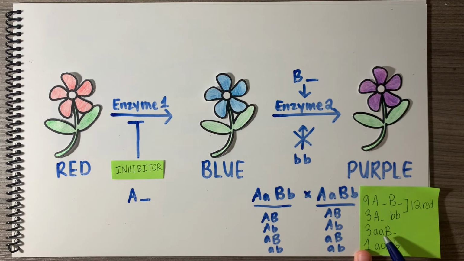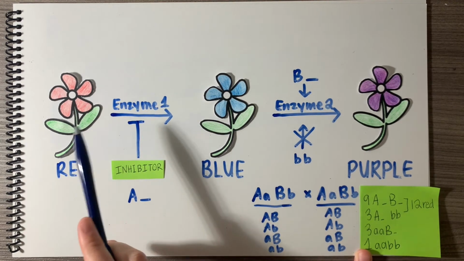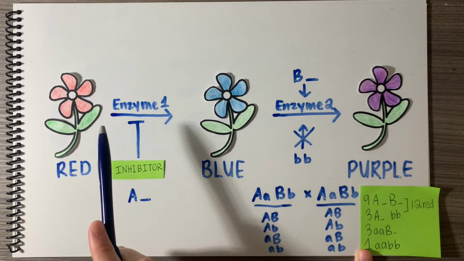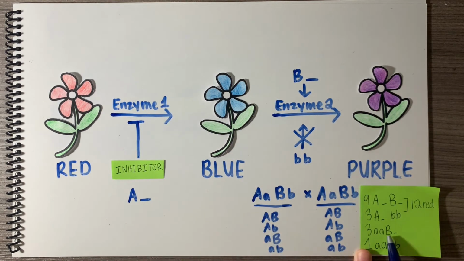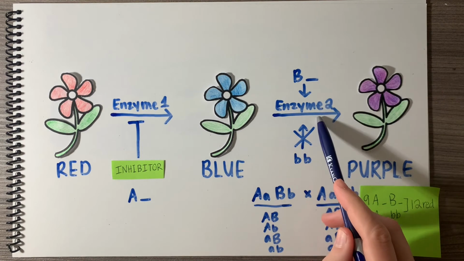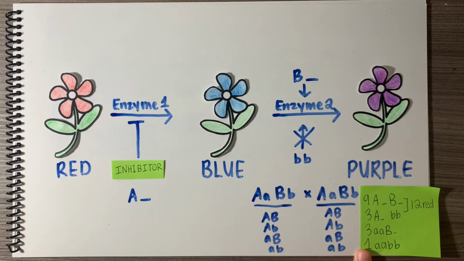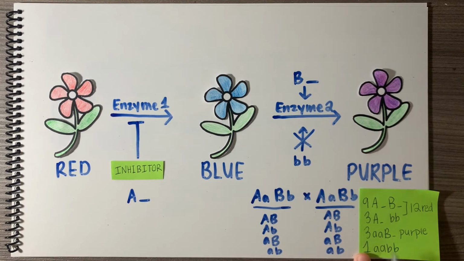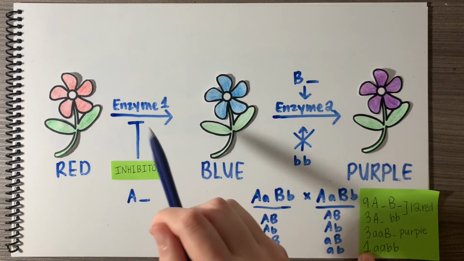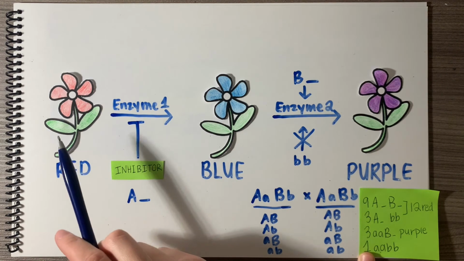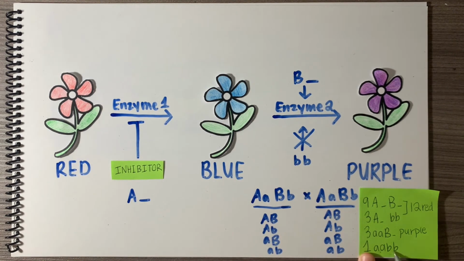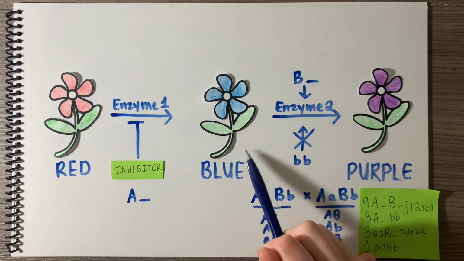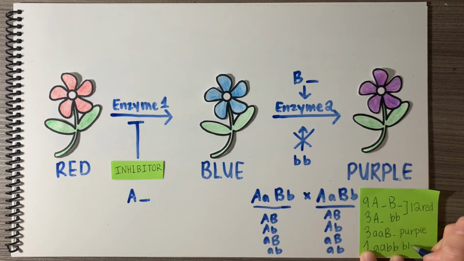And then we go to the little a. So the little a is going to allow the flower to turn from red to blue because the inhibitor won't be allowed to function. So the flower will turn from red to blue, and then if there's a big B, enzyme 2 will be able to function, turning the blue flowers into purple flowers. And then if we have a little a allele, the inhibitor will not be able to function, the flower will go from red to blue. And if we have a little b allele, that will not allow enzyme 2 to function, and the flower will be stuck at this blue intermediate.